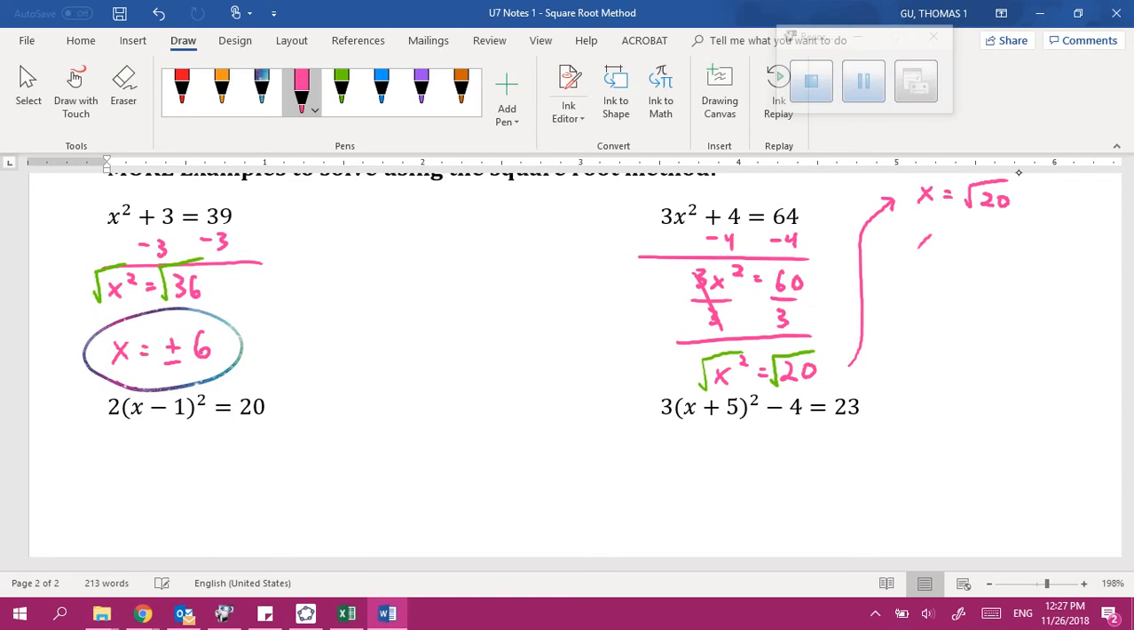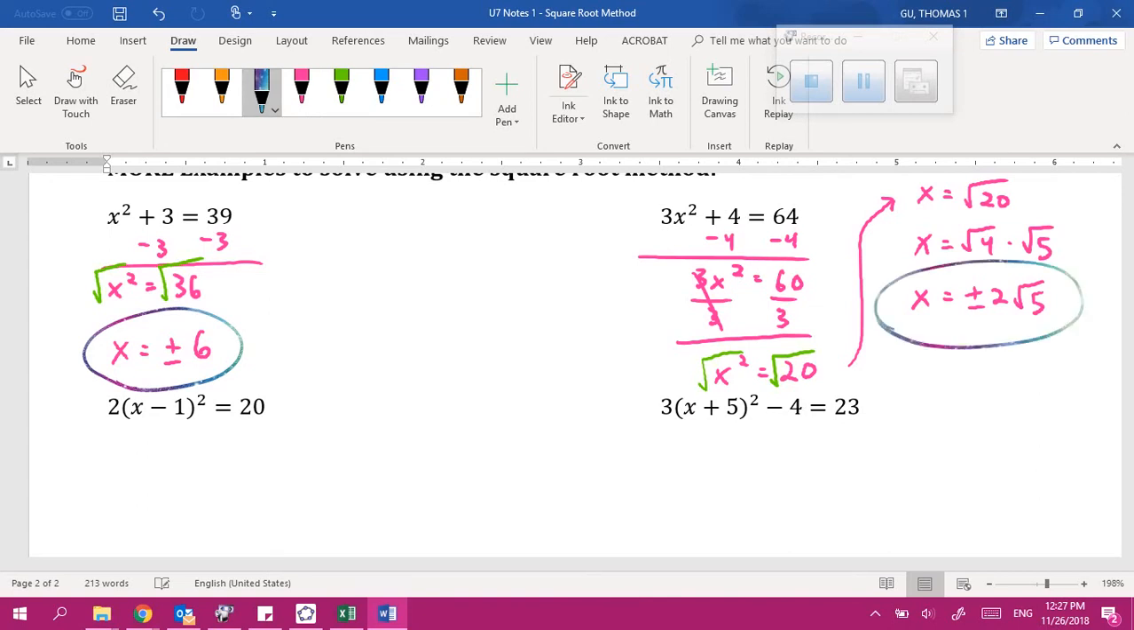So x equals square root of 4 times square root of 5. And then x equals positive or negative 2 square root of 5. That's correct. X equals positive or negative 2 square roots of 5. Very good. All right, on to this next example down here.